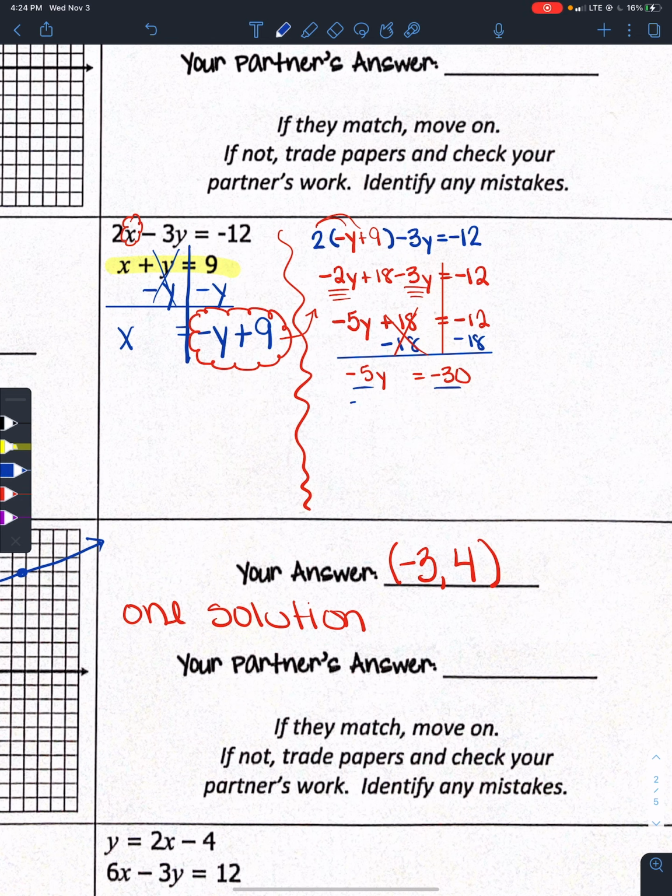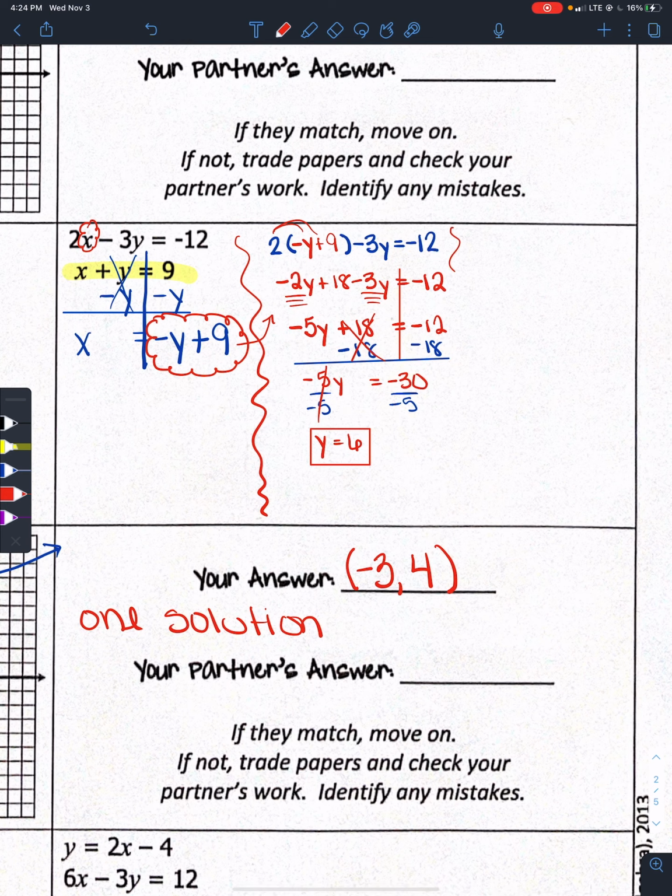Divide both sides by negative 5. That reduces out, and we have y equals positive 6. Okay. Once I find what that variable equals, whether it was x or whether it was y, either way it would come out not the same value, but your overall solution will come out the same.